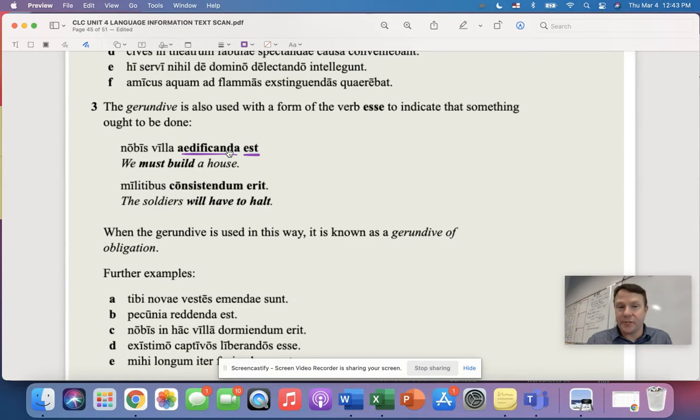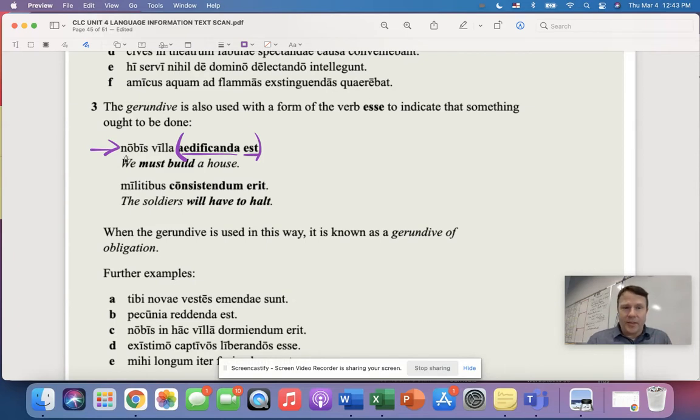Now, here's the deal. With the passive periphrastic, ida fecunda est is the passive periphrastic. We have the gerundive plus the verb to be. Let's ignore this translation for a second. The literal translation of that Latin sentence with the passive periphrastic is: a house must be built by us. So passive periphrastic means must be blanked.